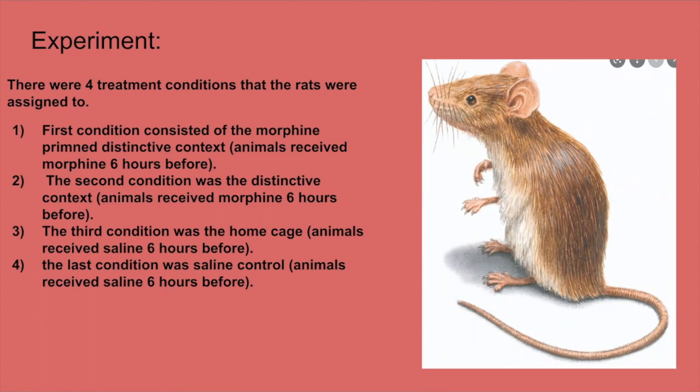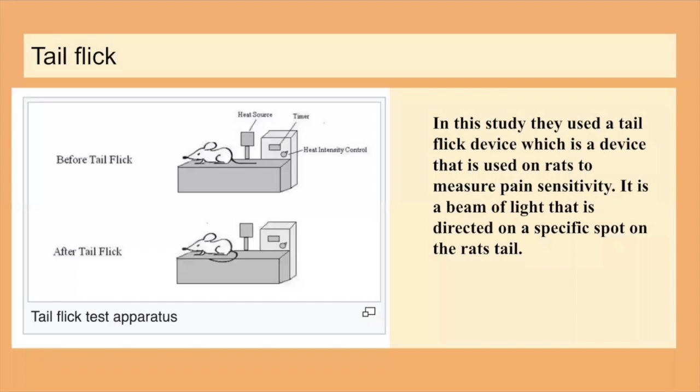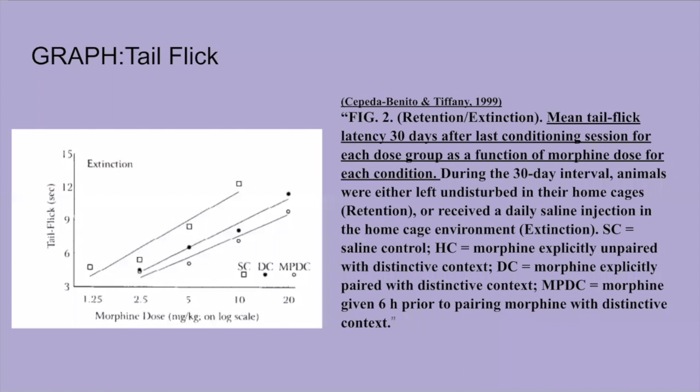And the third condition was the home cage. And the last condition was the saline control. And this is a tail flick device that they used. For the graph, this shows the mean tail flick latency 30 days after the last conditioning session for each dose group as a function of morphine dose for each condition.